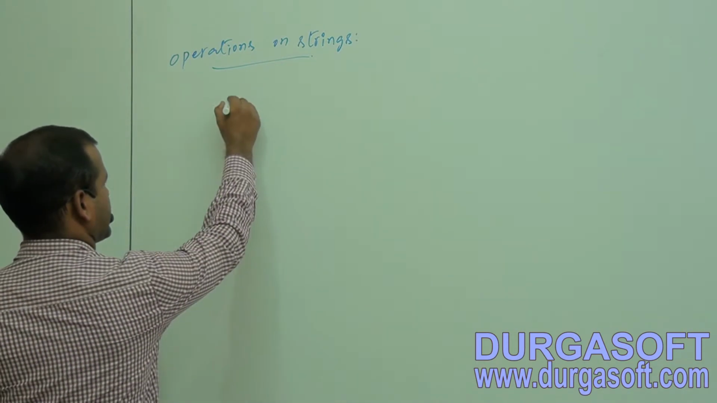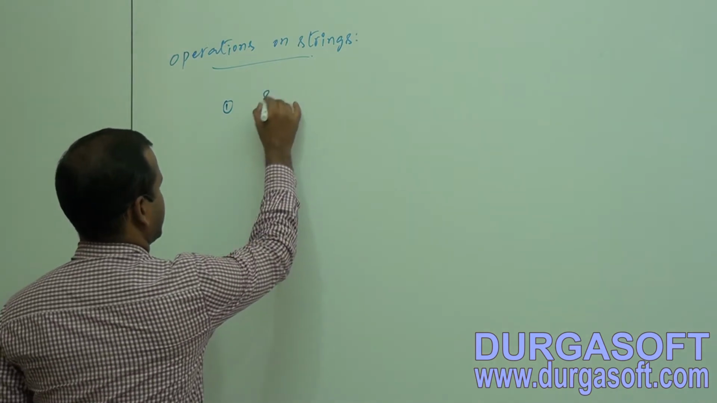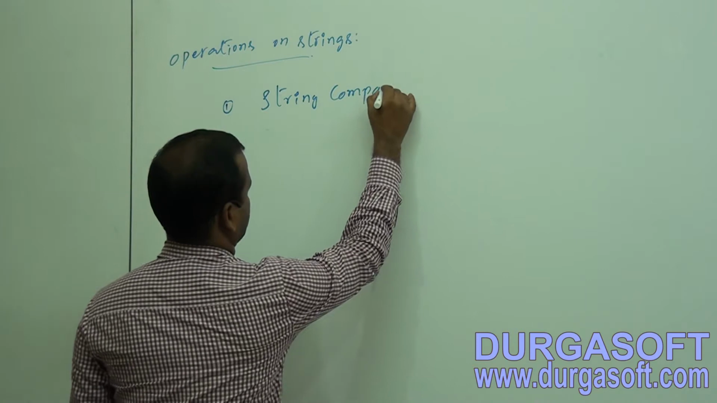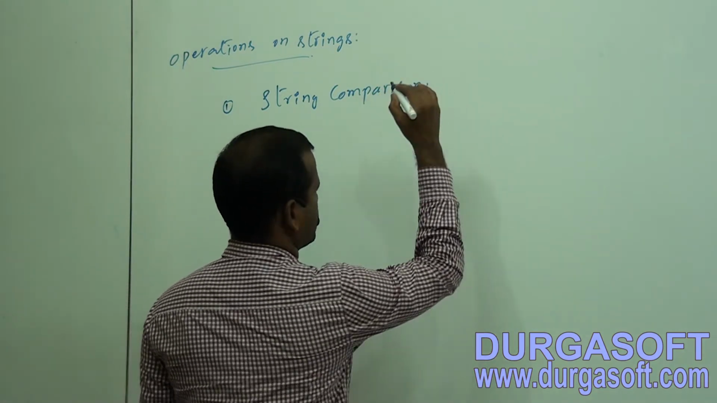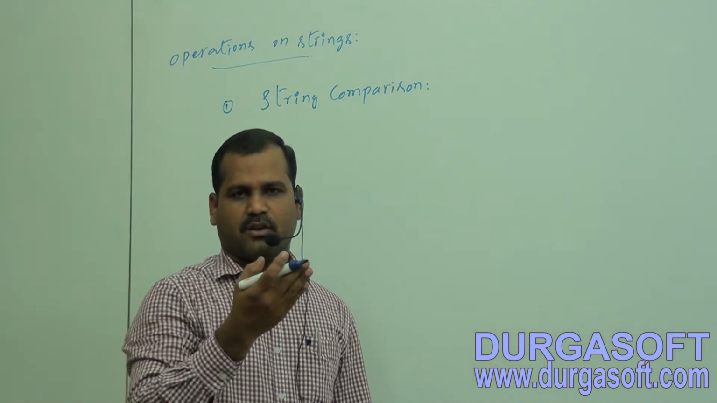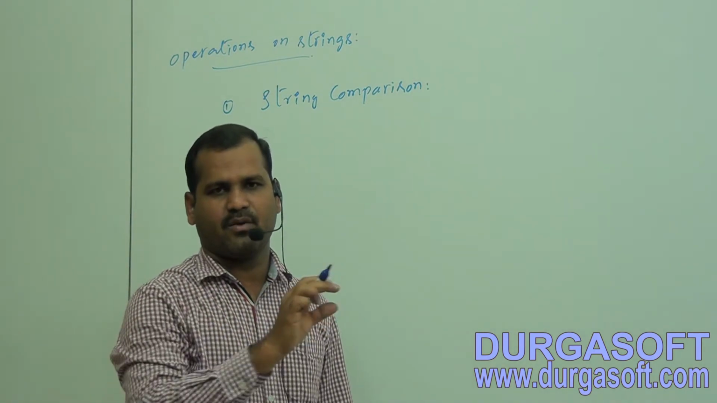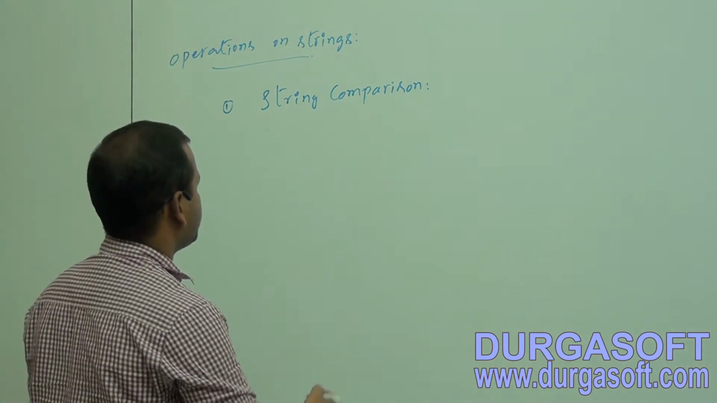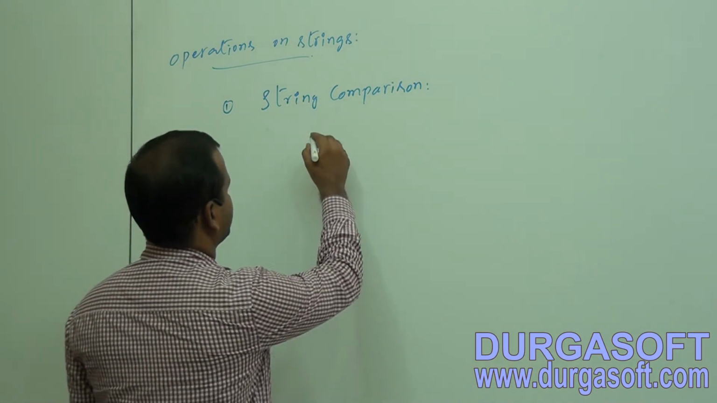So the first operation we can perform is string comparison. We want to compare two given strings, whether those two strings have equal characters or not. For that, we can see the program segment code like this.